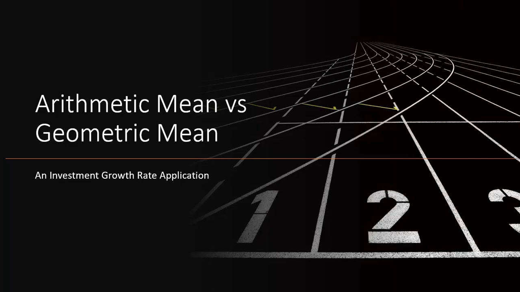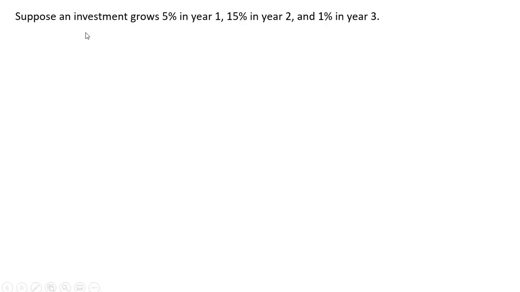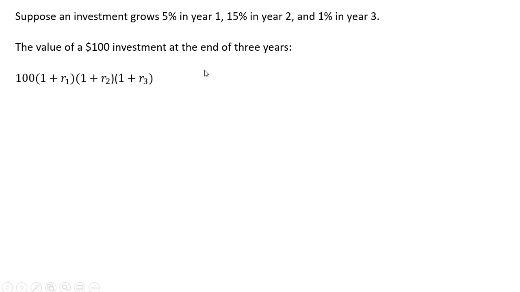Hello, in this video, we're going to look at the arithmetic mean versus the geometric mean doing an investment growth rate application or investment future value application. Suppose an investment grows 5% in year 1, 15% in year 2, and 1% in year 3. The value of a $100 investment at the end of 3 years will equal the following.